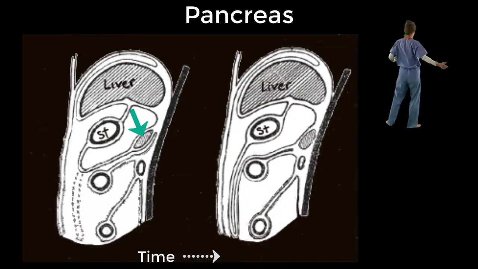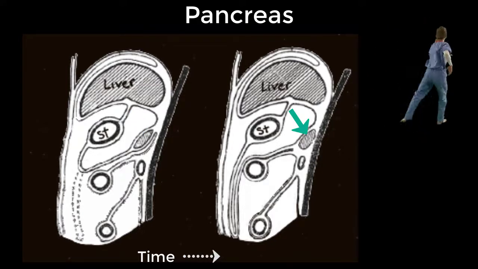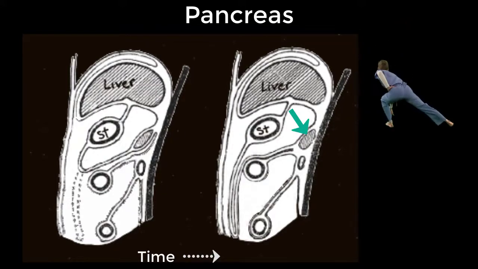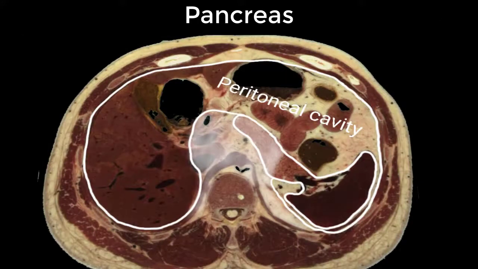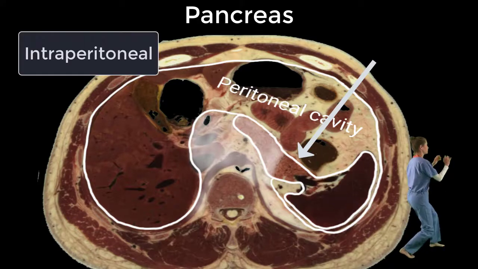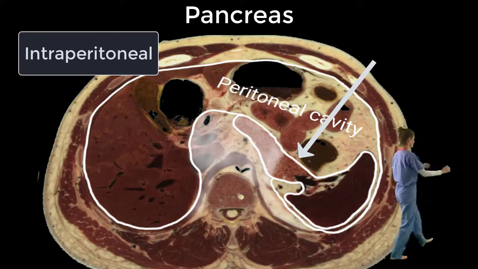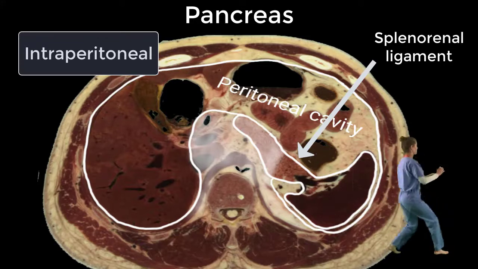The head and body of the pancreas were then pushed up against and fused to the posterior abdominal wall, thereby becoming secondarily retroperitoneal. The tail of the pancreas, however, remains suspended by a double layer of peritoneum, so it is intraperitoneal. This double layer of peritoneum is known as the splenorenal ligament and also houses the splenic artery and vein.